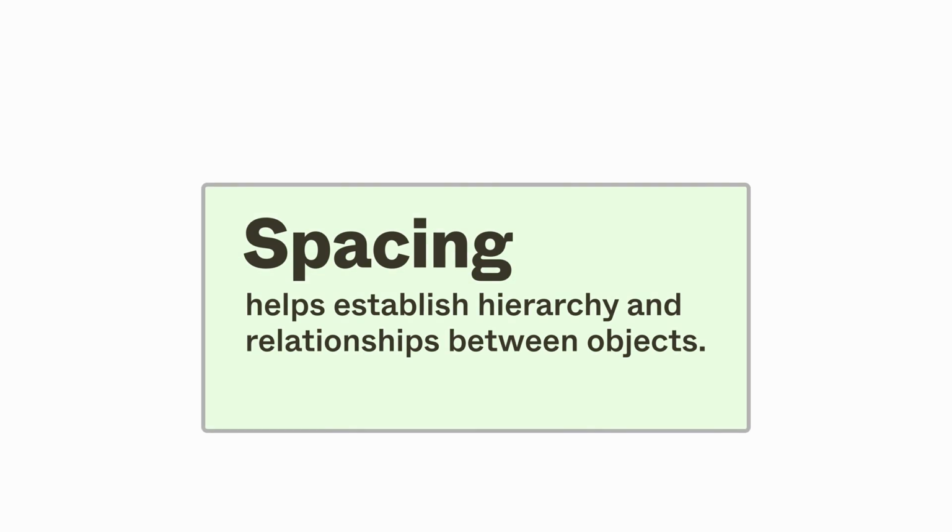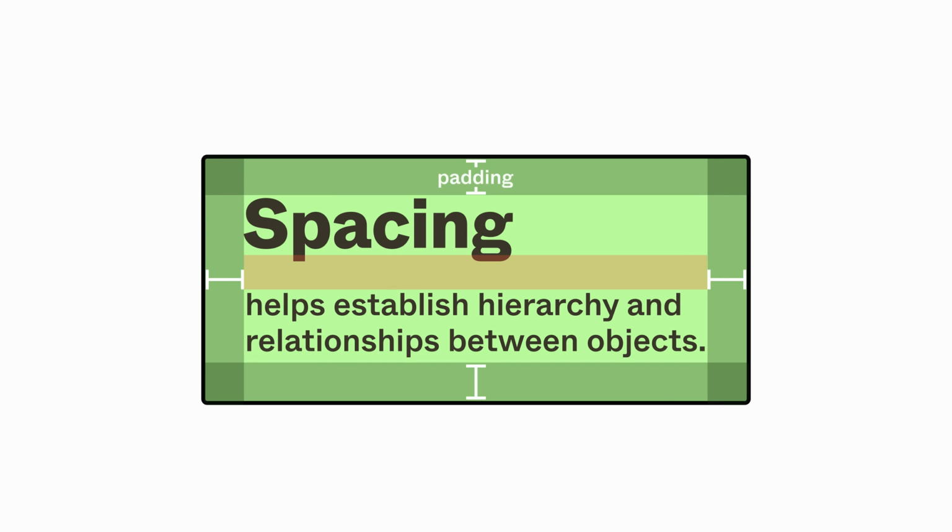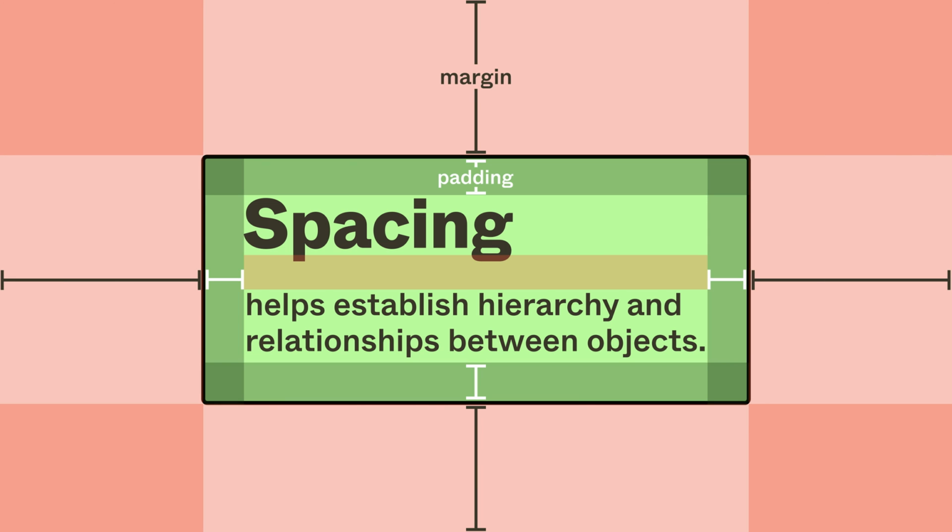It's hard to talk about grids without talking about spacing. Spacing helps establish hierarchy and relationships between objects. When we talk about spacing, we're referring to a group of properties that contribute to the negative space in and around an element. This includes padding, margins, and any extra space between elements.